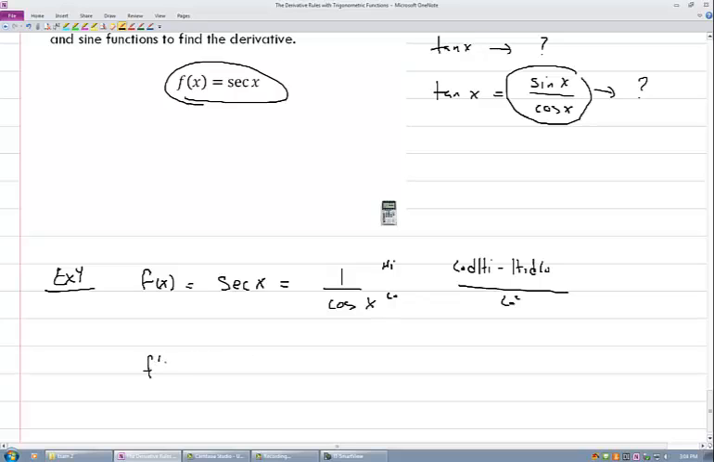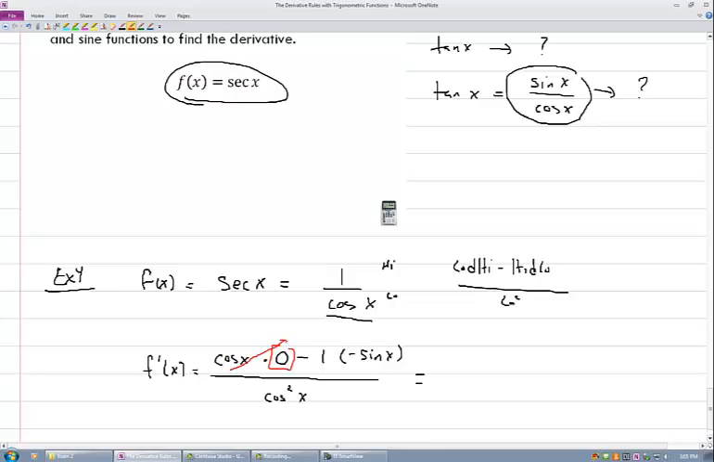So down here, I'll write f prime of x is equal to, and I just copy it down. So my low function is cosine of x, times the derivative of my high function is 0, minus my high function, which is 1, times the derivative of my low function. So what's the derivative of cosine of x? Well, that one I know. That's minus sine of x, or negative sine x. And then all divided by my low squared, so cosine squared x.